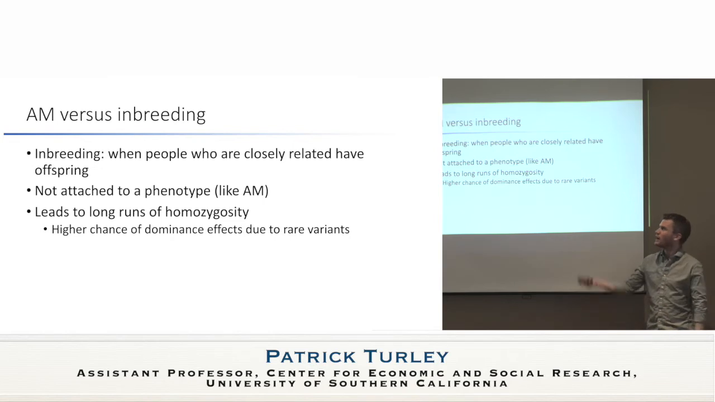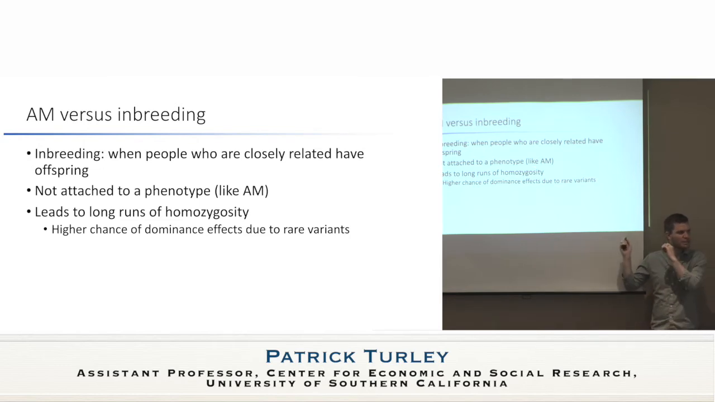Great. I also want to talk quickly about assortative mating versus inbreeding. So inbreeding is when people who are closely related have offspring. Generally, it's not attached to some phenotype like assortative mating is. So with assortative mating, we say people are sorting on education or things. I guess if you wanted to say that inbreeding is assortative mating on who your parents are or something like that, then I guess it's assortative mating in that sense.